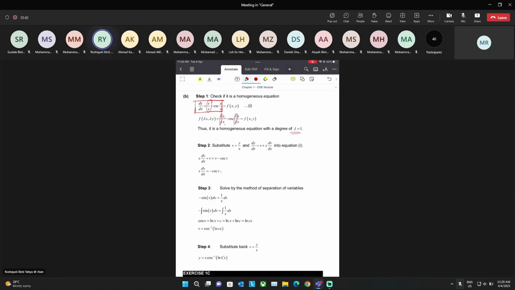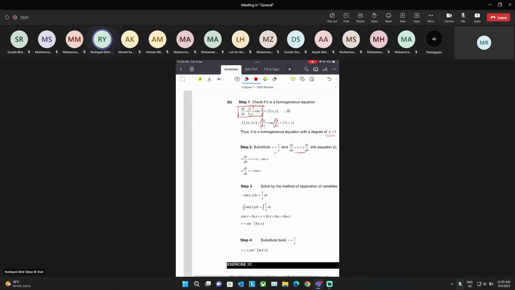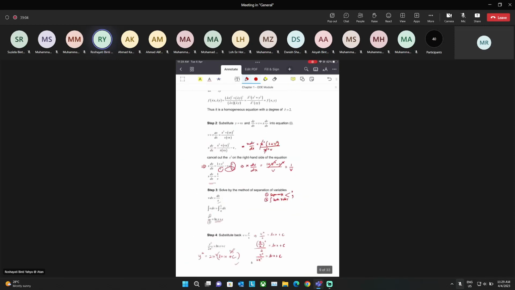So step number 2, substitute v equal to y over x and dy dx equal to v plus x dv over dx. Okay, class, if you look at step number 2 here, y equal to vx is actually the same as v equal to y over x. So it is not a big problem here.